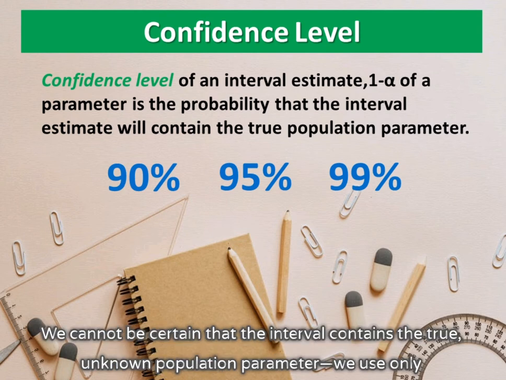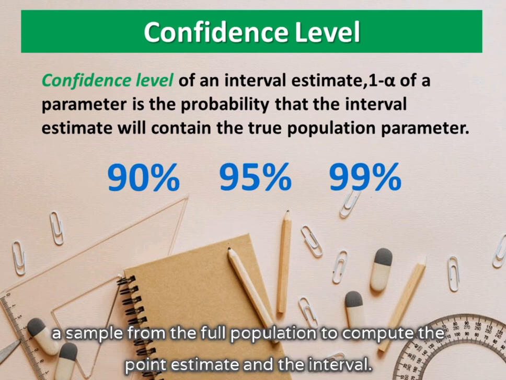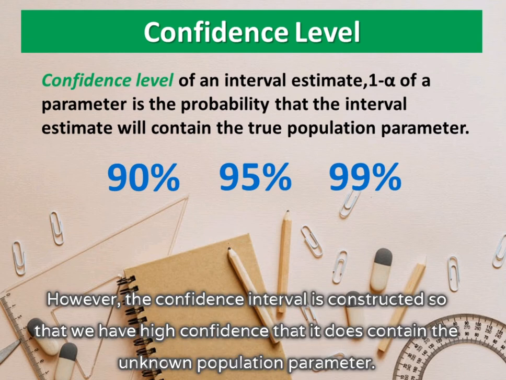We cannot be certain that the interval contains the true, unknown population parameter. We use only a sample from the full population to compute the point estimate in the interval. However, the confidence interval is constructed so that we have high confidence that it does contain the unknown population parameter.